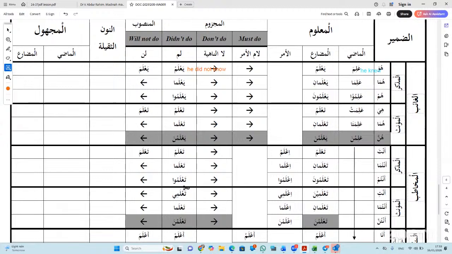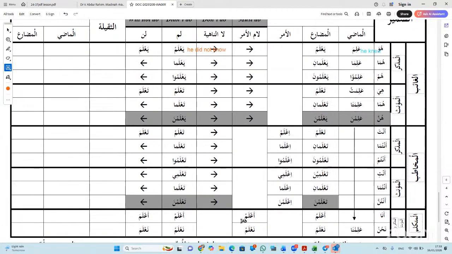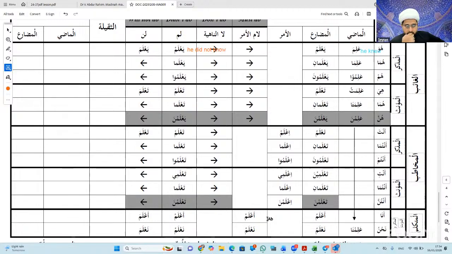Lam ta'lam. You male didn't know. Lam ta'lama. You both male did not know. Lam ta'lamu. You all male did not know. Lam ta'lami. You one female didn't know. Lam ta'lama, you both female didn't know. Lam ta'lamna, you all female didn't know. Lam a'lam, I didn't know. Lam na'lam, we didn't know. Excellent.